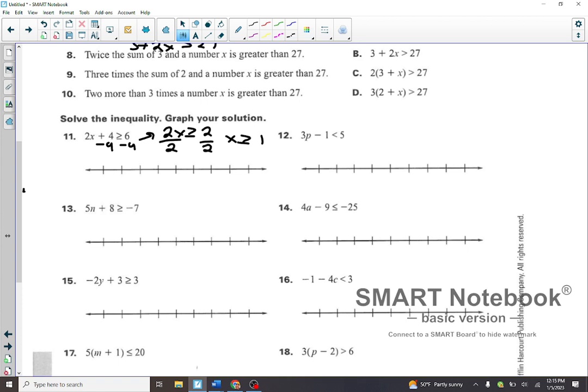I get it. So 0, 1, negative 1. X is bigger than 1. So closed circle here to the right.